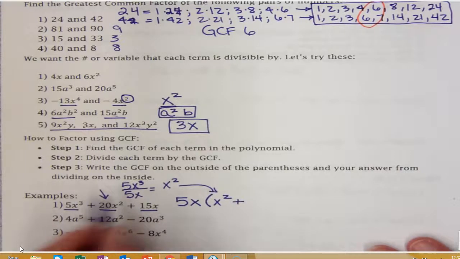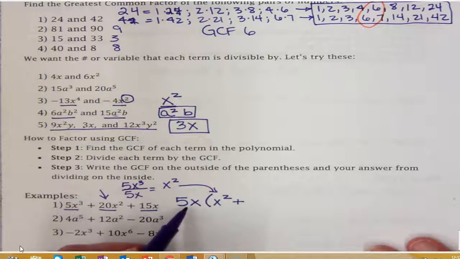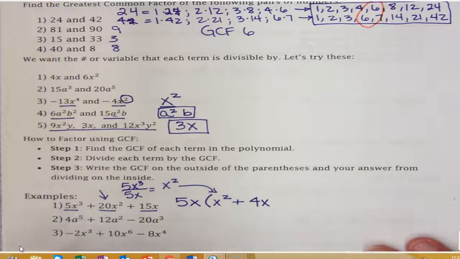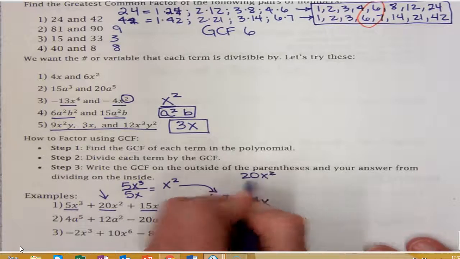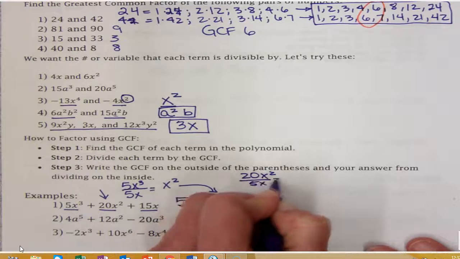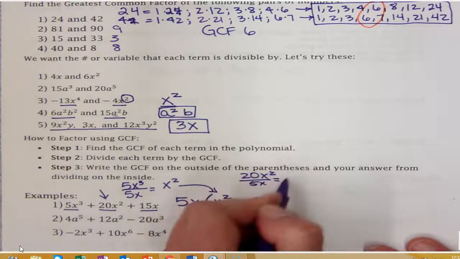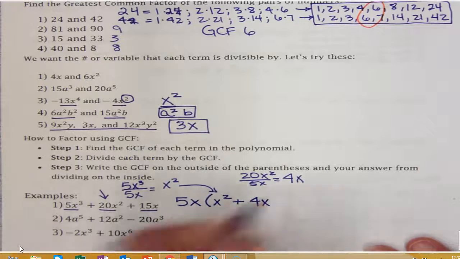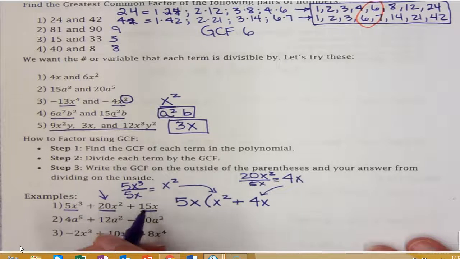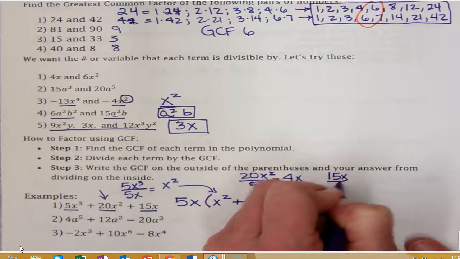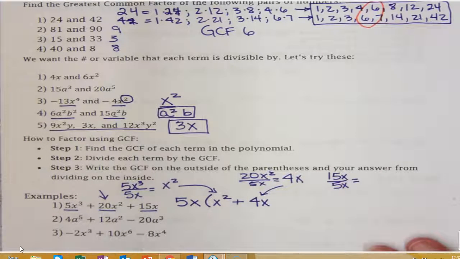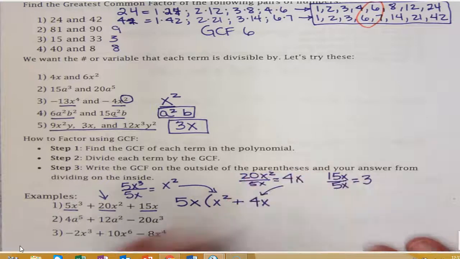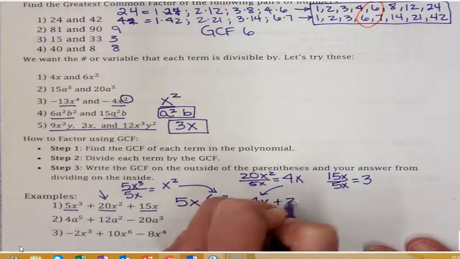What am I left with here? 20x squared divided by 5x is 4x. 20 divided by 5 is 4. X squared divided by x is x. 15x divided by 5x is going to give me 3, and then the x's cancel out, so I'm left with 3.